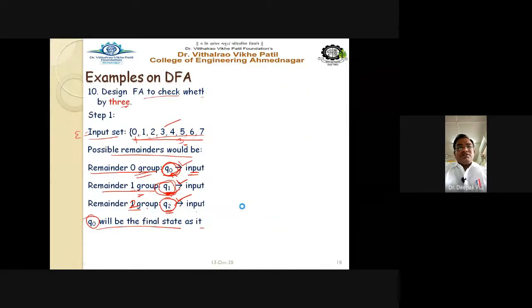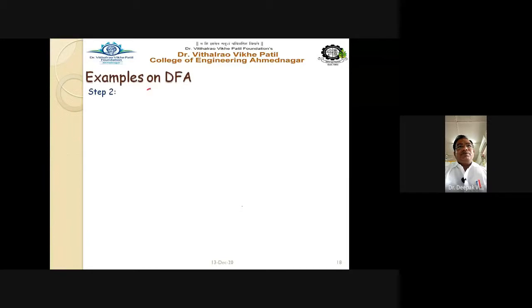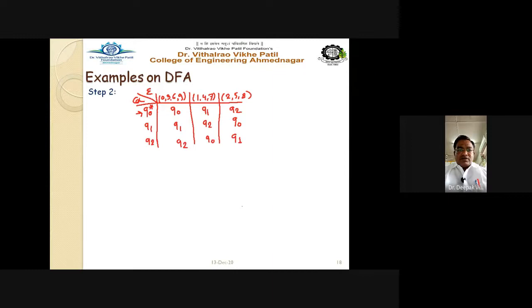The next step in this problem is step number 2: draw the transition table. These are your states Q0, Q1, and Q2: the 0 remainder state, 1 remainder state, and 2 remainder state. Getting this point?